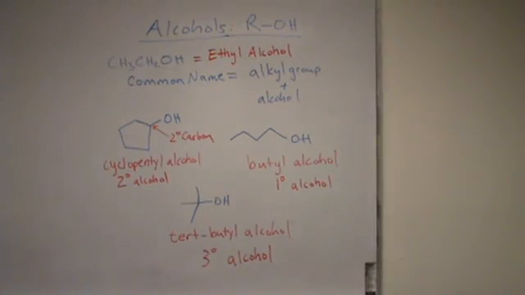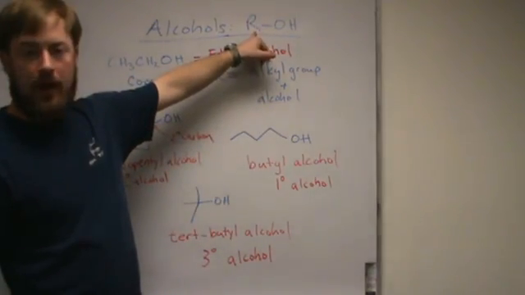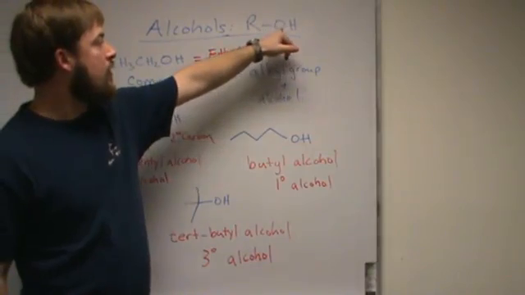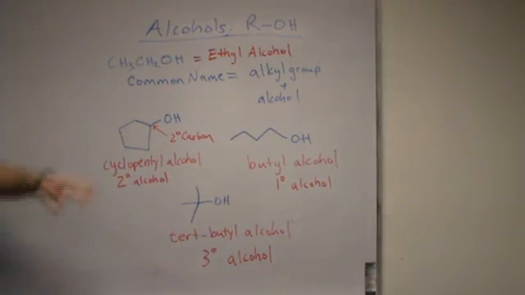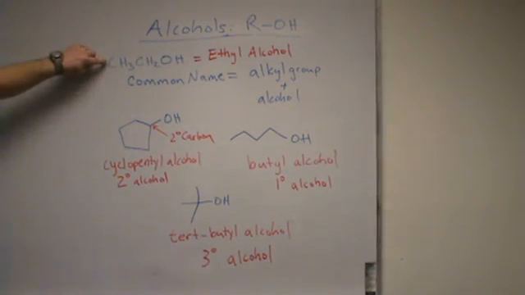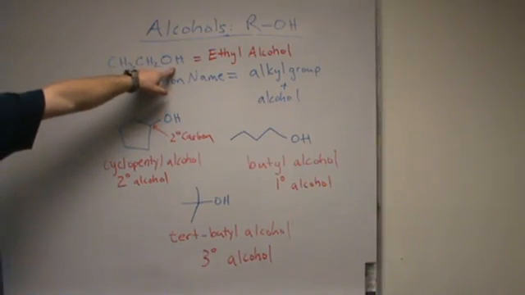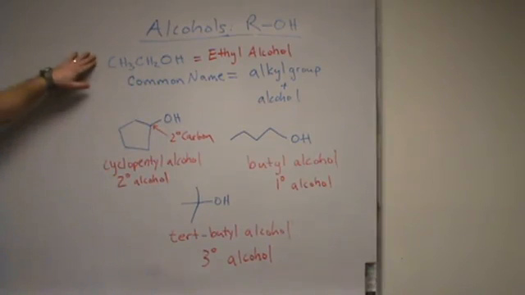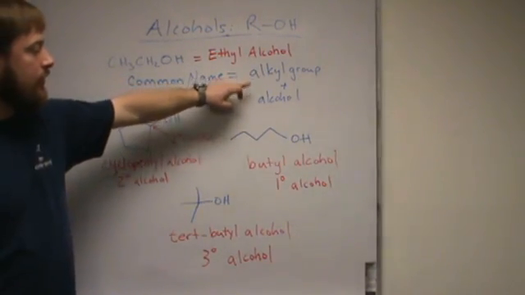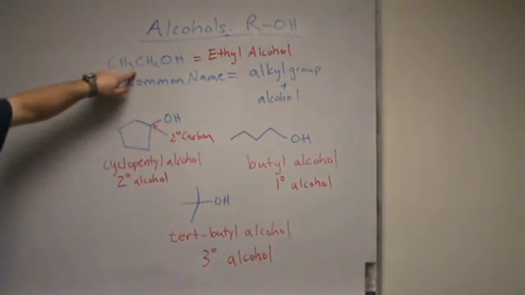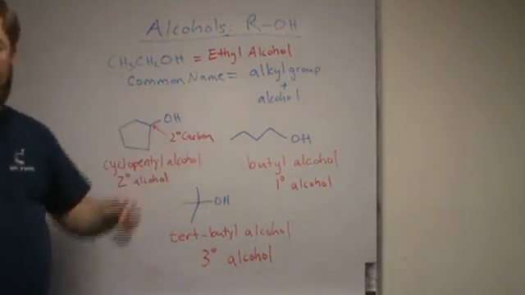Okay, let's transition from alkyl halides and ethers now to alcohols. So the generic formula for alcohol is some alkyl group R bonded with the alcohol functional group, OH. For example, in this compound, there's the alkyl group, 2 carbons, which is ethyl, and there's the alcohol portion. If you want to name an alcohol, give it its common name, you simply combine the alkyl group, and then at the end you say alcohol. So to name this top compound, it would be ethyl alcohol.